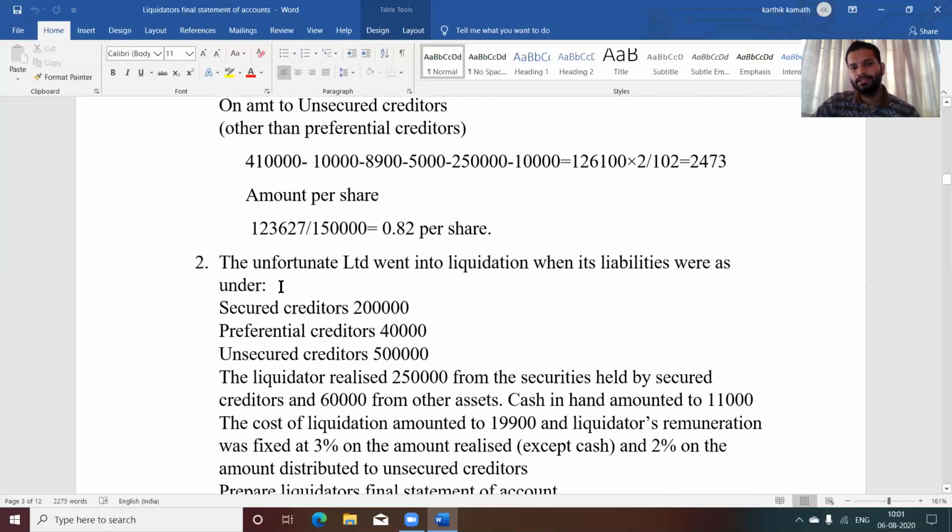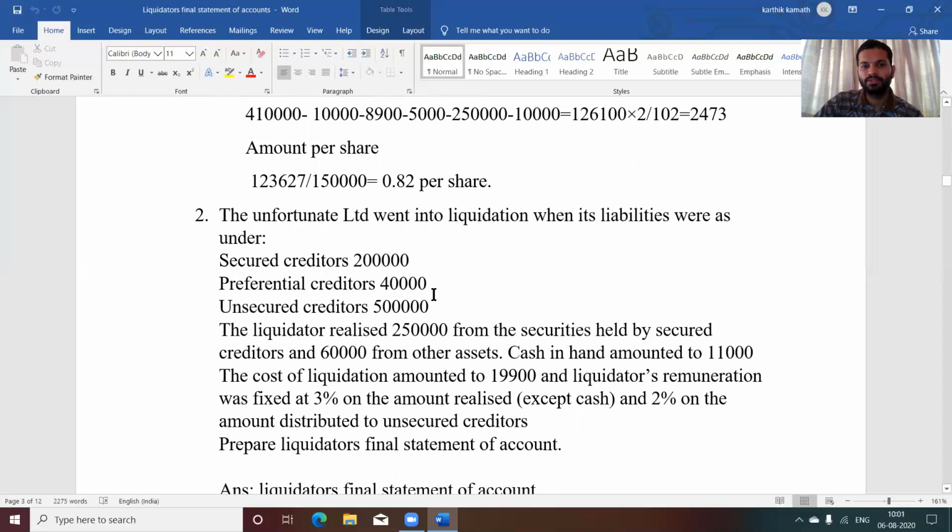Now next is the second problem, Unfortunate Limited. Unfortunate Limited went into liquidation when its liabilities were as under: secured creditor 2 lakh, preferential creditor 40,000, and unsecured creditor 5 lakh. Liquidator realized 2,50,000 from the securities held by the secured creditor and 60,000 from other assets. Here, in the previous problem, what happened? Securities were with the secured creditor and realized by the secured creditor itself. But in this problem, securities are with the secured creditor but realized by the liquidator. That is the difference. And cash in hand amounted to 11,000.